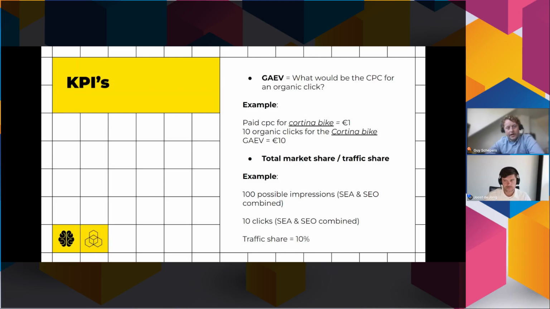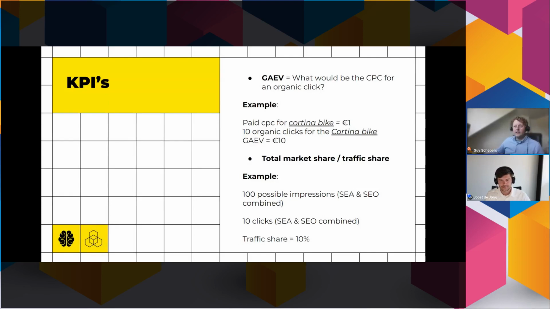But that wasn't the only KPI we were looking at. We were also looking at the total market share and the traffic share. And this is really simple. For example, if we have 100 possible impressions, SEA and SEO combined, and we see, okay, we have 10 clicks, then the traffic share would be 10%. So if we lose 2 Google Ads clicks, but we gain 2 organic clicks, the traffic share would still be the same.